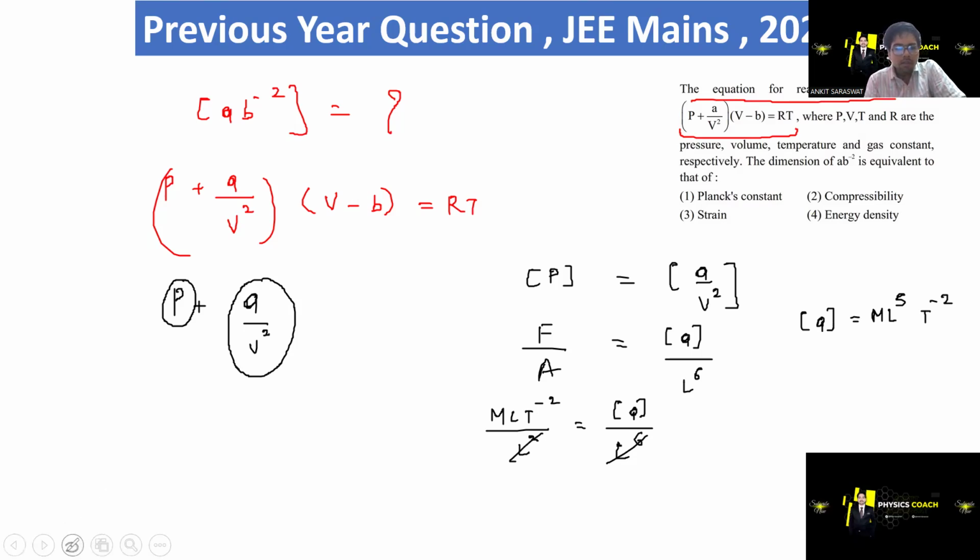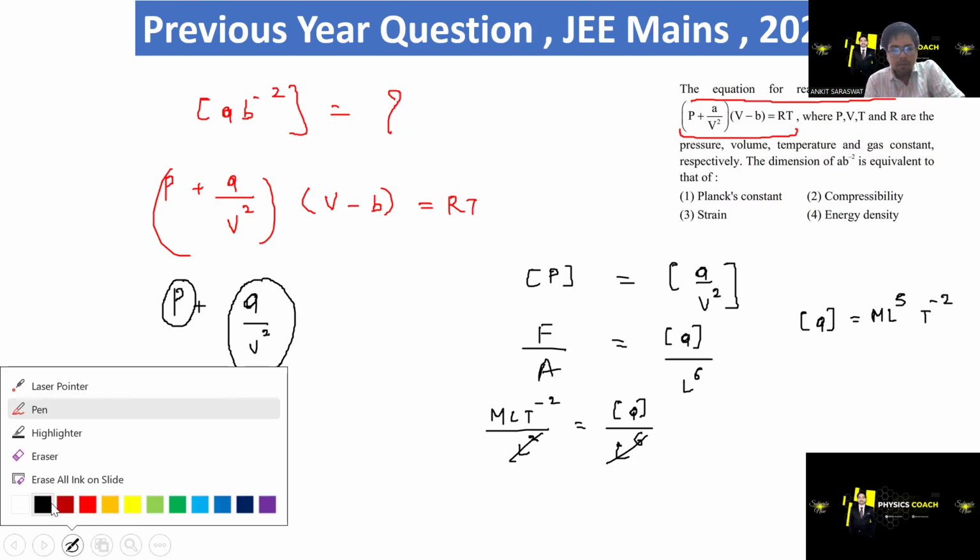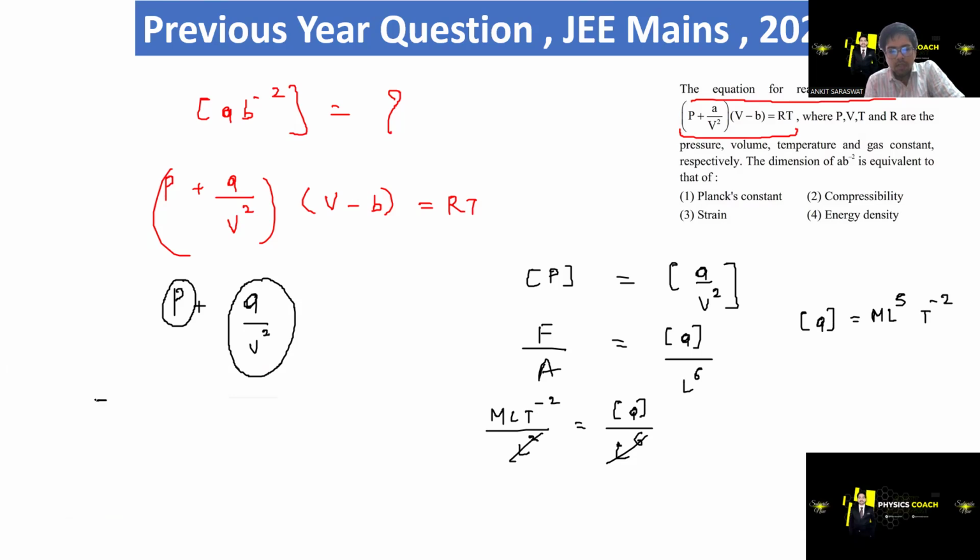Now, in a similar way, we will look at this problem. The dimension of b is equal to the dimension of volume. So what is the dimension of volume? L³. Clear? Now, what are they asking? ab⁻². So ab⁻² will be what?